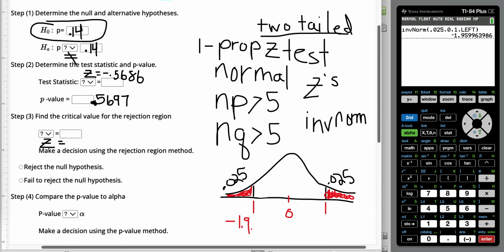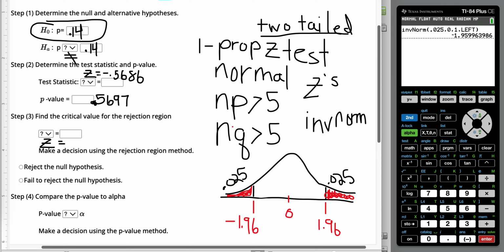Oh wait, 1.95, yeah, 1.96, because this is going to force that to round up to a 6. And so on this side, the left side, we're using the negative. On the right side, we're going to use a 1.96 positive on this side.